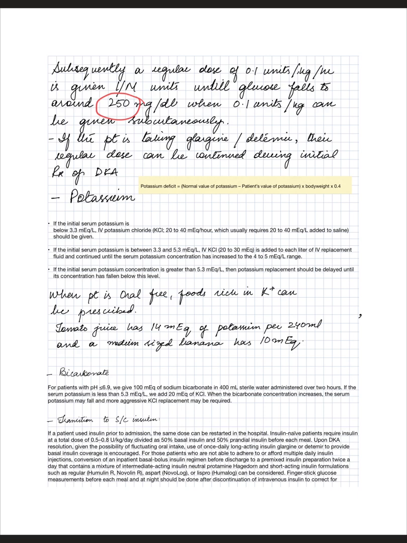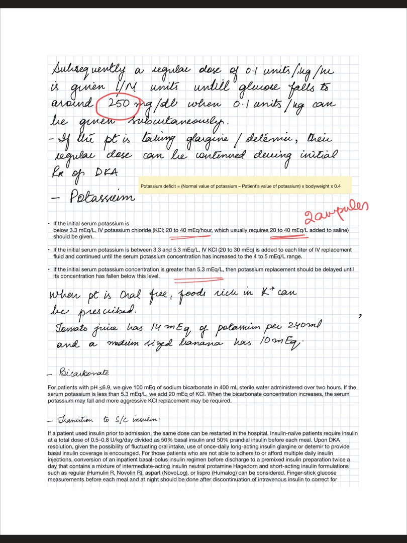One very important aspect of treatment is potassium. So when do we replace potassium? We do not replace potassium when it is greater than 5.3 milliequivalents per liter. At levels below 3.3 milliequivalent per liter, we usually replace potassium at the rate of 20 to 40 milliequivalents per hour, which usually requires 20 to 40 milliequivalent per liter added to saline, that is usually 2 ampules.